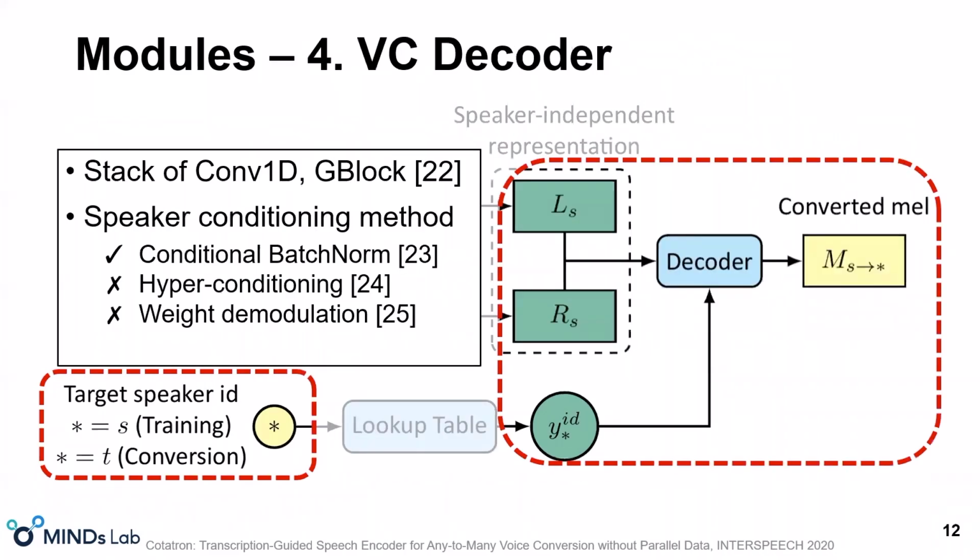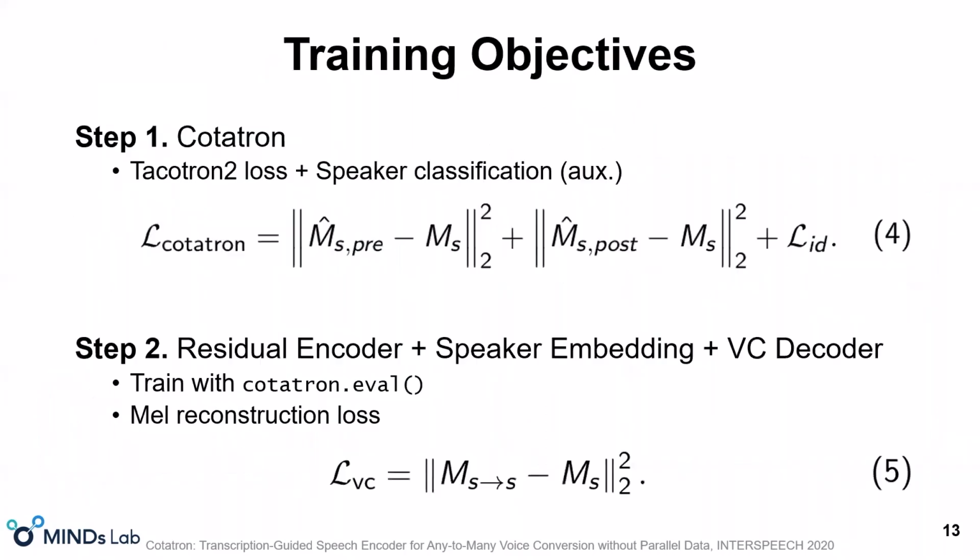The last module is the voice conversion decoder. The VC decoder is constructed with a stack of residual blocks with a conditional batch norm layer to inject the speaker embedding. We have tried other conditioning methods inspired from HyperNet or StyleGAN too, but we empirically observed that most of them led to worse results. Please note that the VC decoder is only trained to reconstruct the spectrum with representation from the identical speaker. So now I finished explaining the modules constituting our voice conversion system.